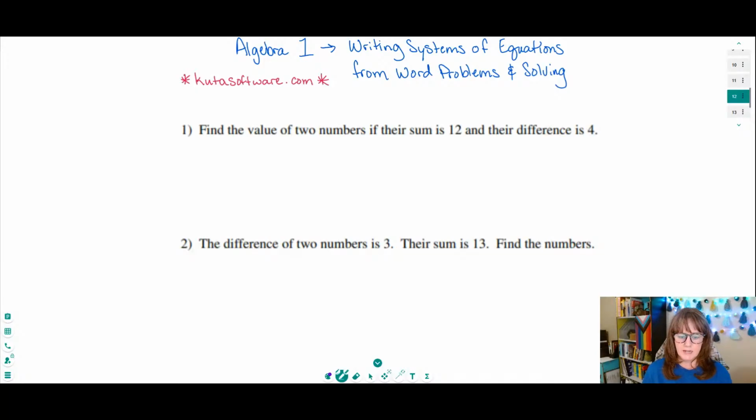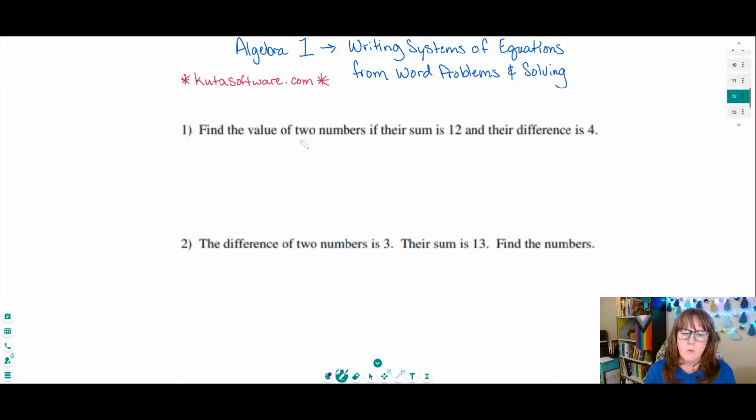All right, so let's take a look at this first problem. Find the value of two numbers if their sum is 12 and their difference is 4. A lot of times just the wording is a little bit mind-boggling to students when they're first learning systems of equations in the first place, but then word problems are almost always those types of problems that always feel a lot harder. So we're going to dissect it together.